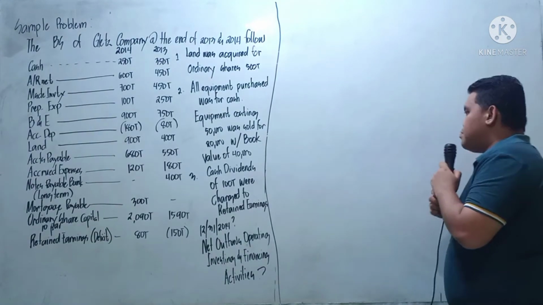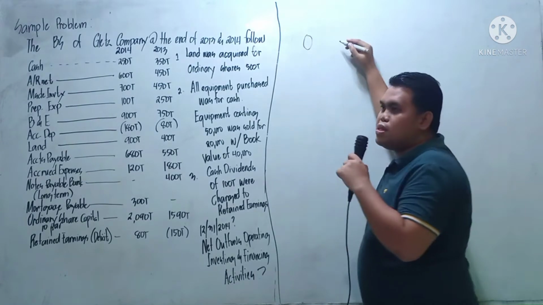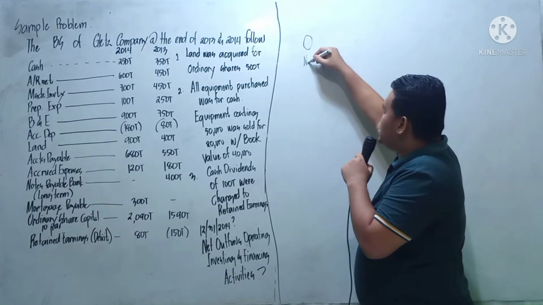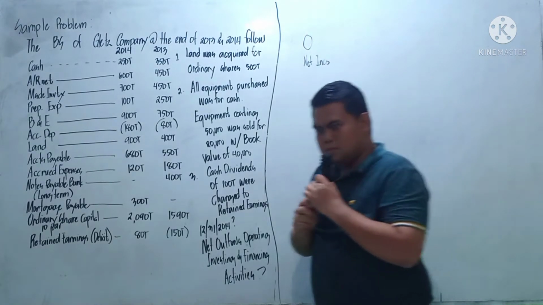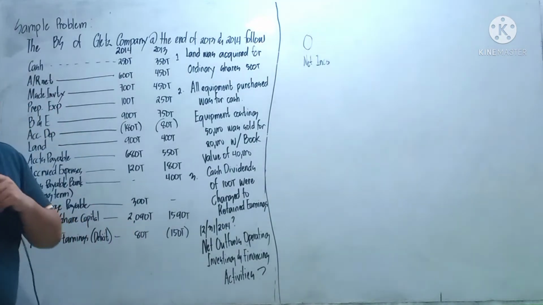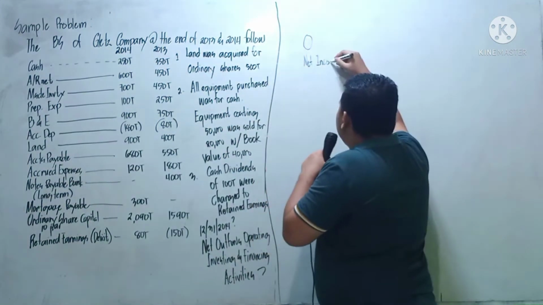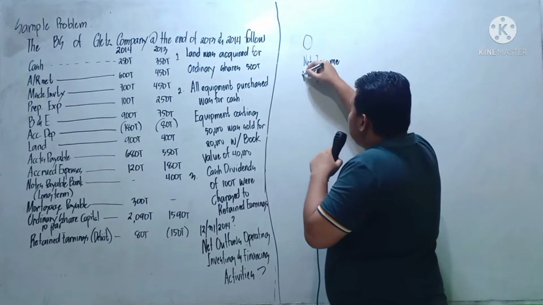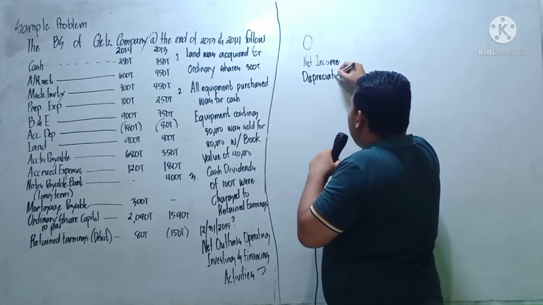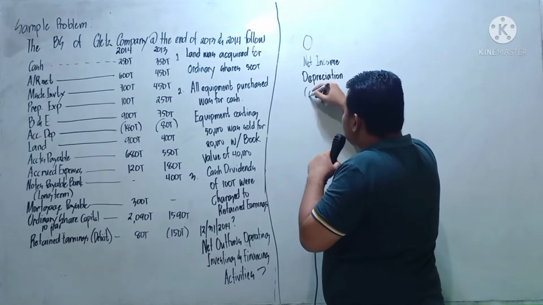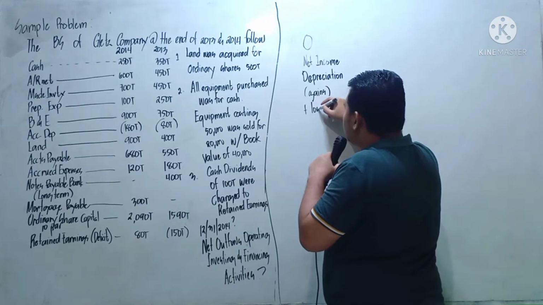And as I told you earlier, for operating activities, the method we will use is the indirect method, which starts with net income, and then you add depreciation. If there are gains, you need to deduct the gains. And then you need to add the losses.